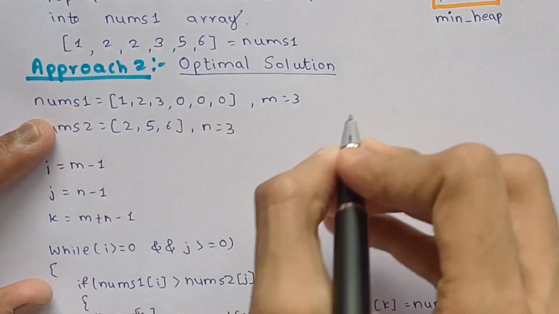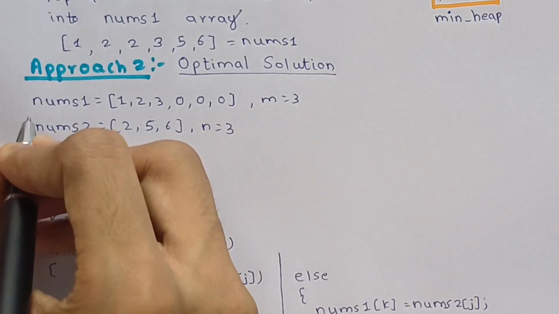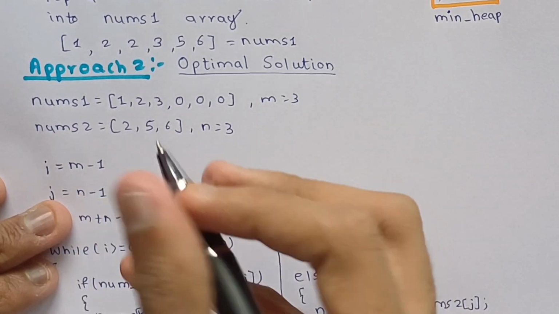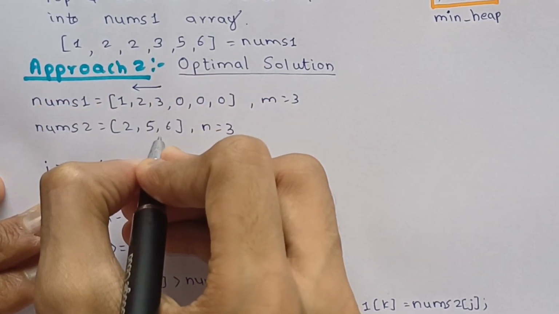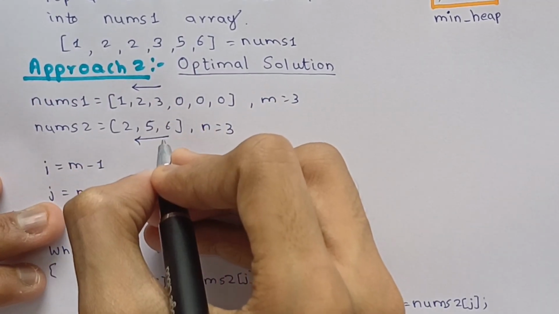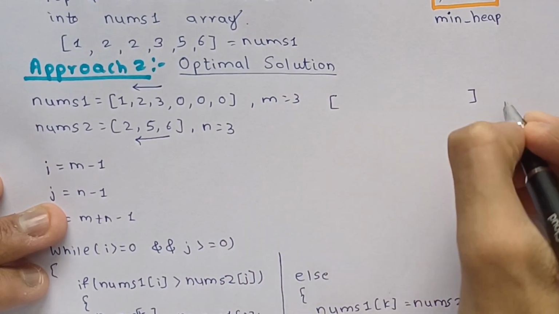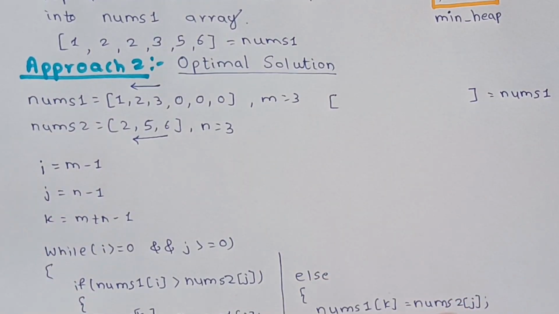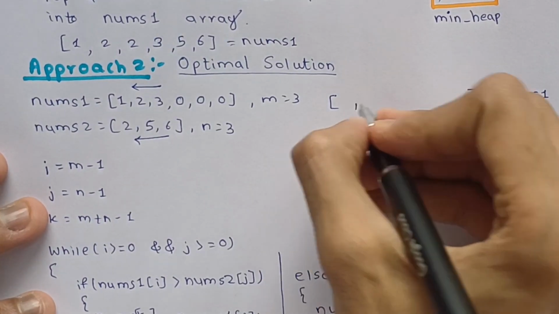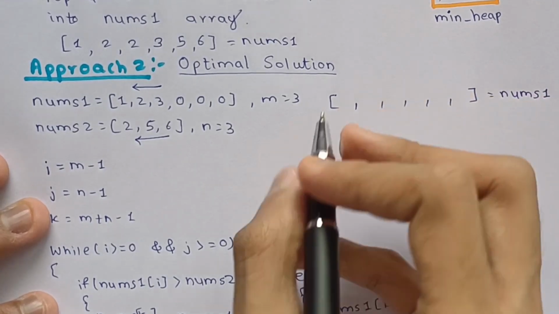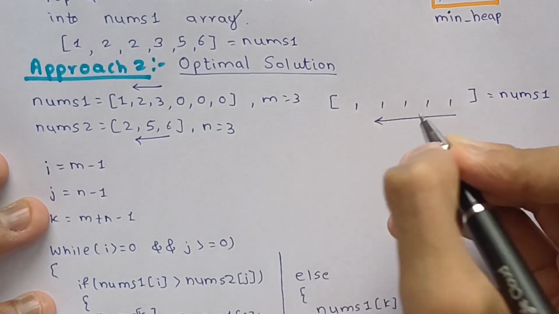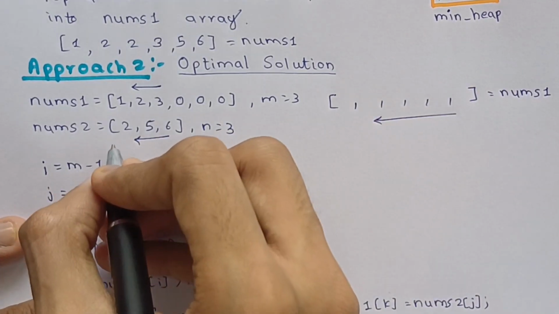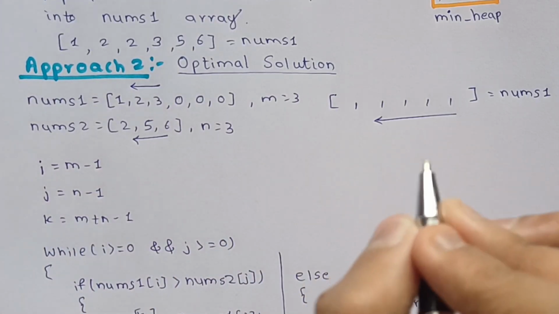Here is approach 2, which is the optimal solution. This is the nums1 array and the nums2 array. We have to create two pointers. Here i is equal to m minus 1, meaning we will traverse this array from the last, and this array will also be traversed from the last. Greater elements will be stored in the nums1 array only. We will not create extra space. We will store the elements from right to left, from larger to smaller. We could also store from smaller to larger, but in this case we will store from larger to smaller.